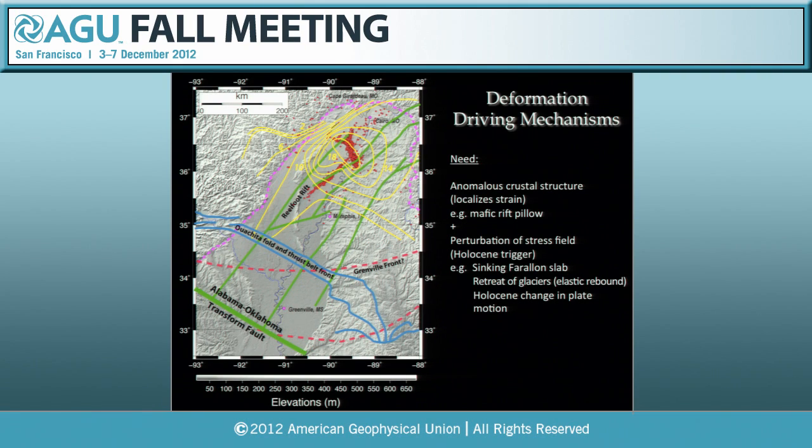And so if we review some of the deformation driving mechanisms in this region, we see that they need this predisposing crustal structure, which is the anomalous presence of this high velocity layer located under the New Madrid seismic zone. And then we need an additional perturbation of the stress field, which we call the Holocene trigger, which could be the sinking Farallon slab, or as we heard, the retreat of the glacier, so a sort of an elastic rebound, or a Holocene change in plate motion. But whatever the mechanism, any mechanism that invokes the presence of the rift pillow as a key feature for localizing the strain in this region predicts that the deformation is only located where this structure is. So perhaps one of the questions that we can ask is how unique this structure is.